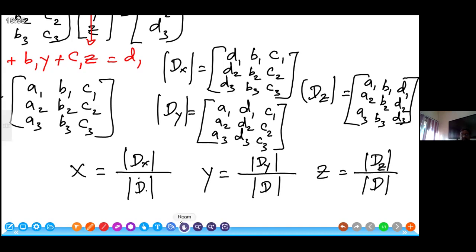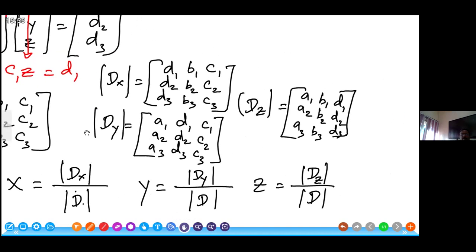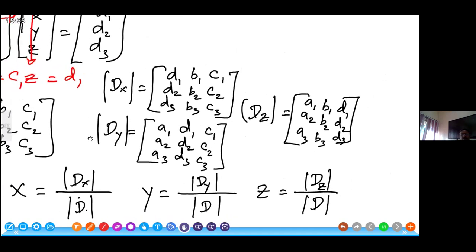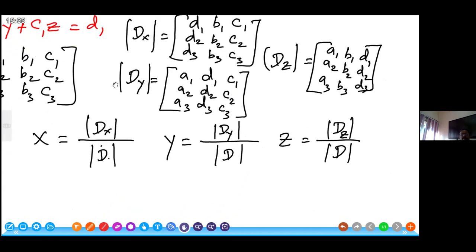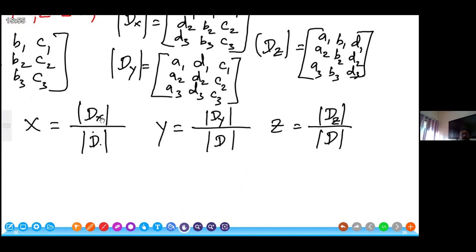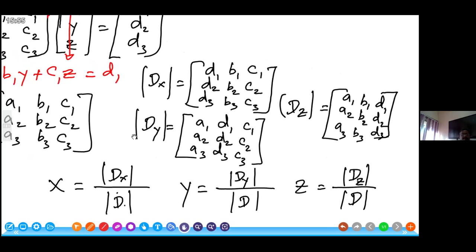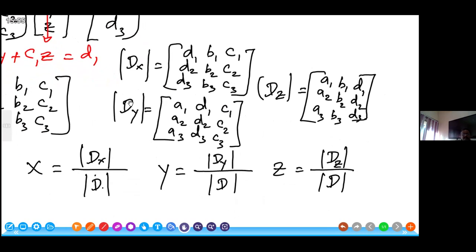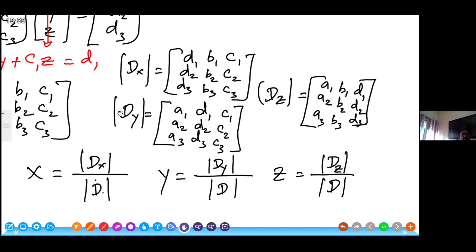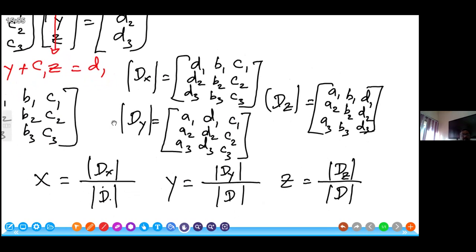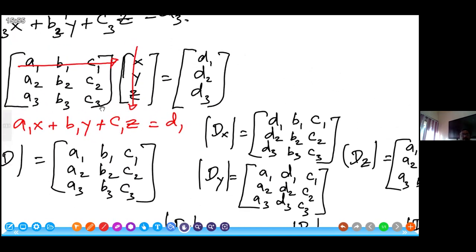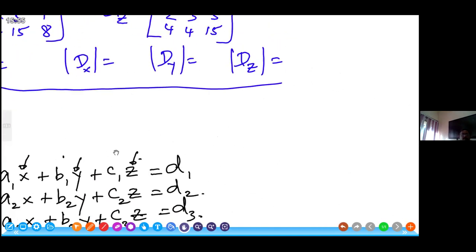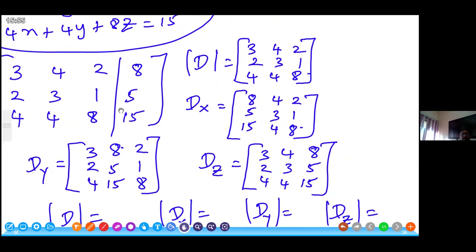Yes, now we can go back to our previous question. Hope everyone can understand this. If you need any further clarification, because this is in a formula, you can ask. This is what the Cramer's rule says. We can go back to our example.